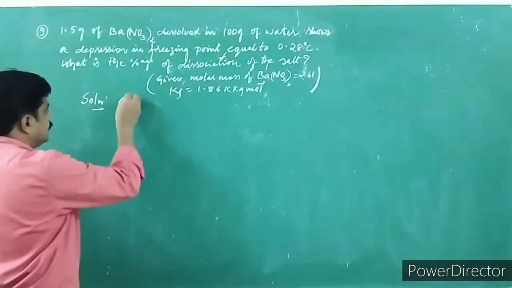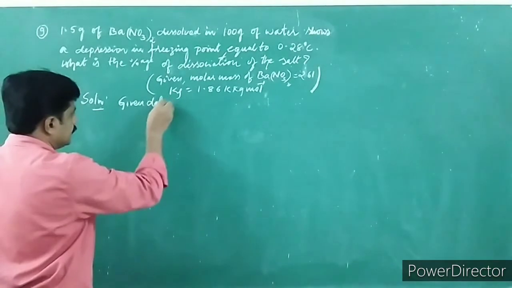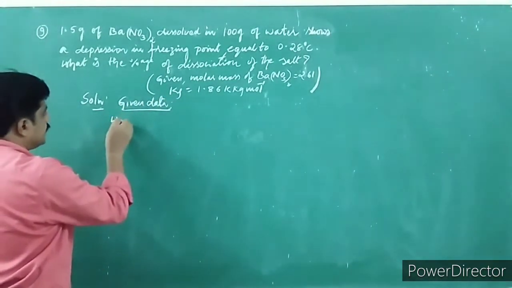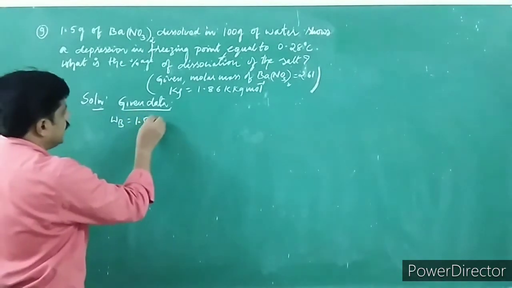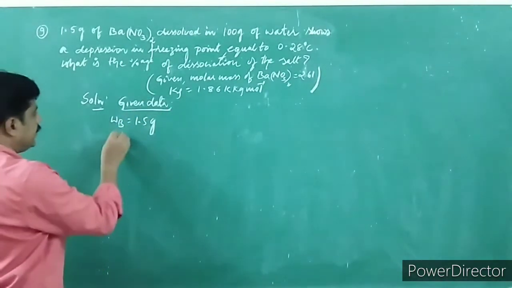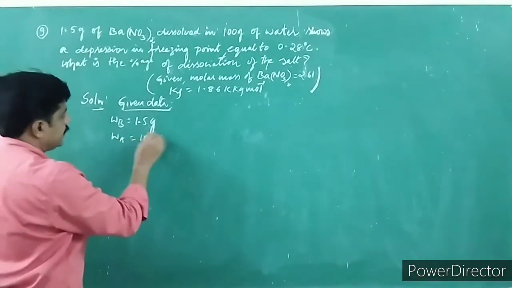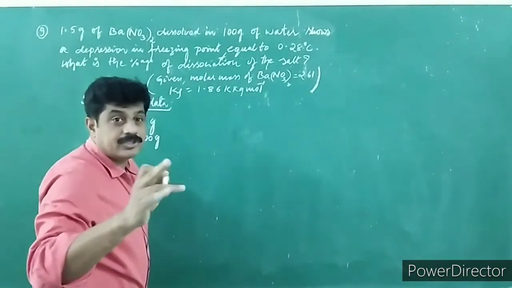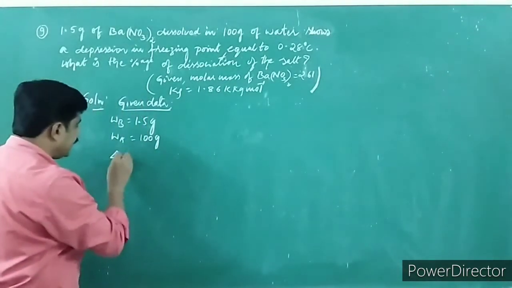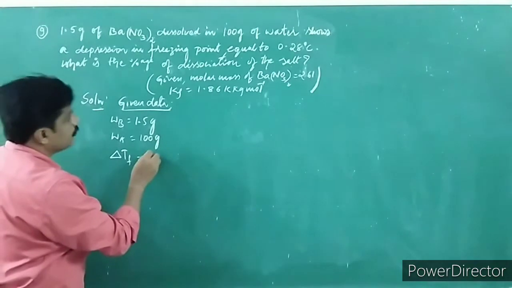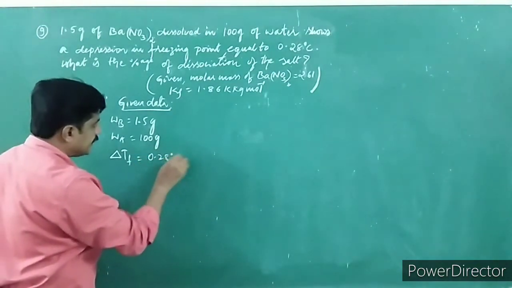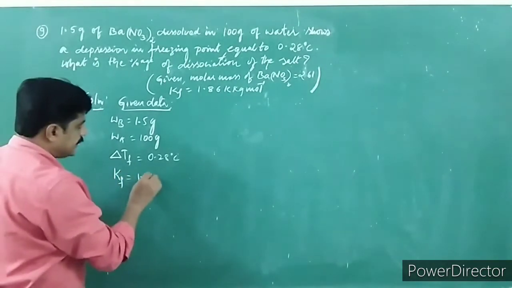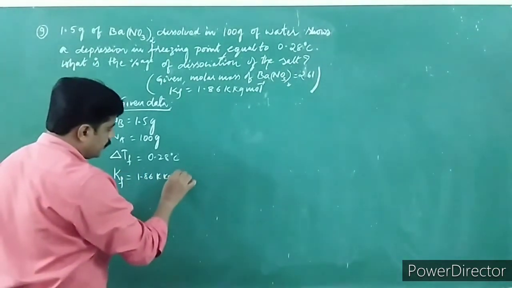Solution. Given data. WB is given, how much is it? 1.5 grams of barium nitrate. WA is given, it is 100 grams. Children, they have directly given the depression in freezing point, that is delta TF, equal to 0.28 degrees Celsius. Kf is given, is it not? How much? 1.86 Kelvin kg per mole.